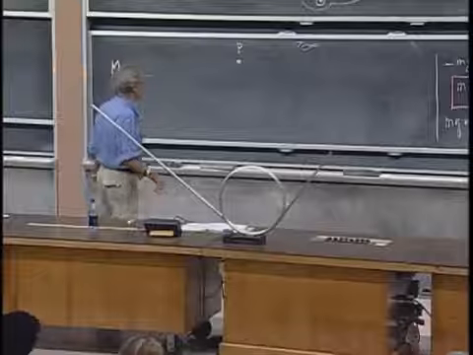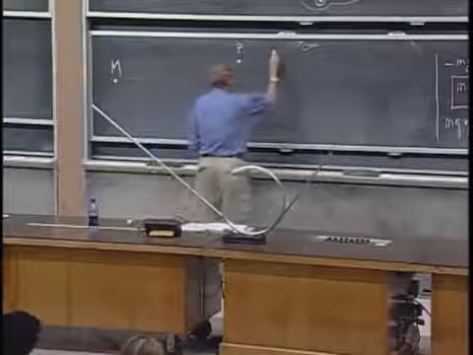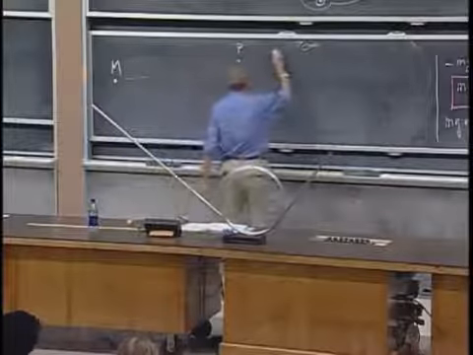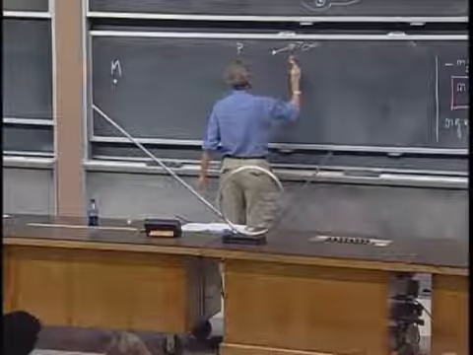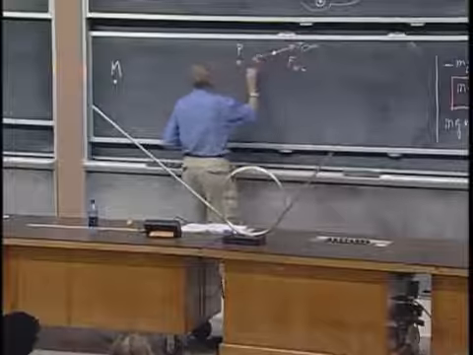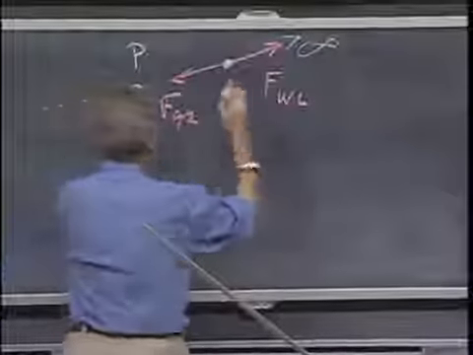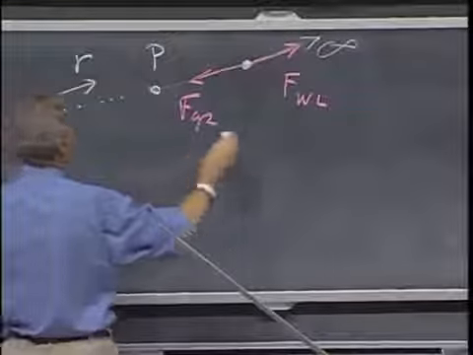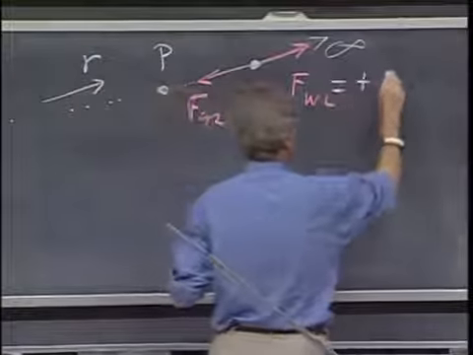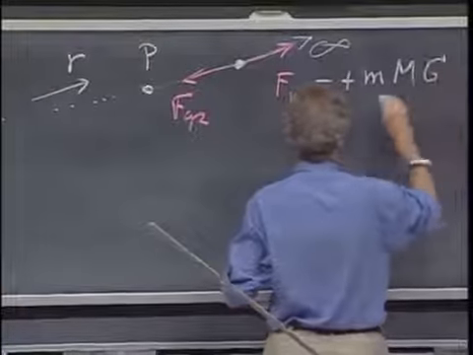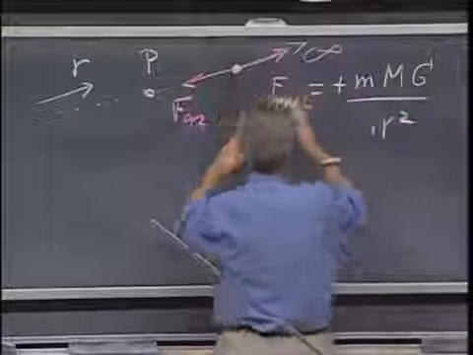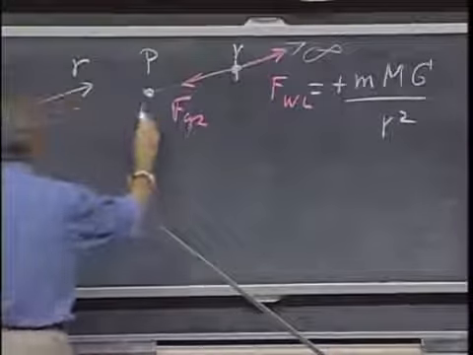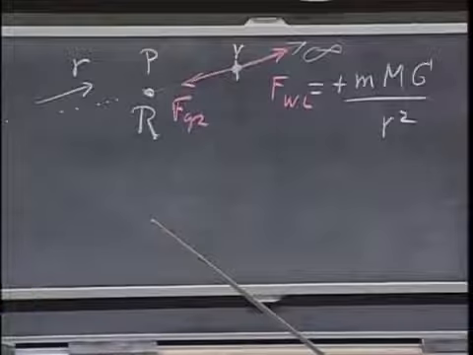So infinity is somewhere there. The force that I will experience, that I will have to produce, is this force. Force of gravity is this one. The two are identical except that mine is in this direction. This is increasing value of r. So mine would be plus mg divided by r squared if I'm here at location r. And let this be at a distance capital R from this object.